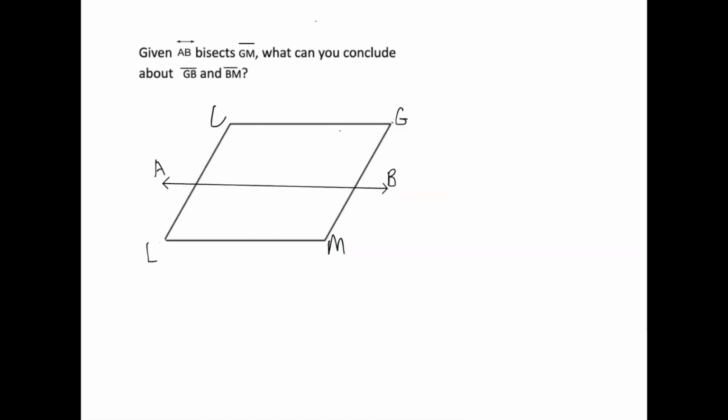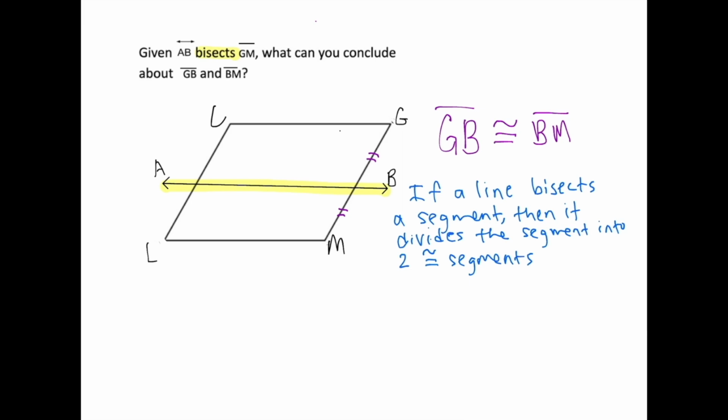Let's go through this last problem together. It says that given that line AB bisects line segment GM, what can you conclude about line segment GB and line segment BM? Well, what does the word bisect mean? Bisect means that it's going to cut it in half, that we're going to have two equal sections. So you can conclude that line segment GB is going to be congruent to line segment BM. So we can say that if a line bisects a segment, then it divides that segment into two congruent or equal segments.